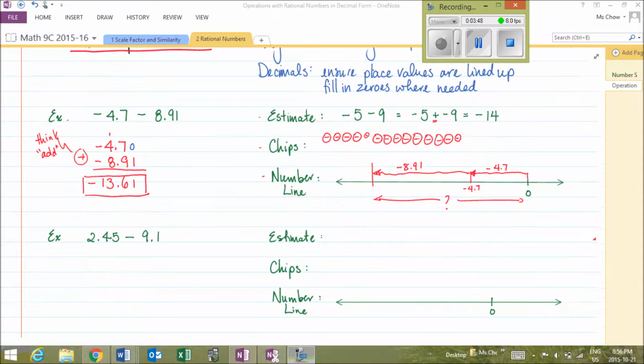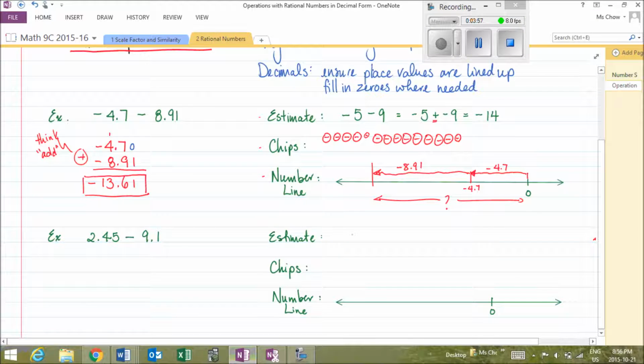But because we've got negatives and negatives, even more negatives, our answer is -13.61. If we take a look at another question, 2.45 minus 9.1, our estimate might be 2 minus 9, or for some people it might be 2 plus -9, in which case that would be -7. So we're looking for something around -7.